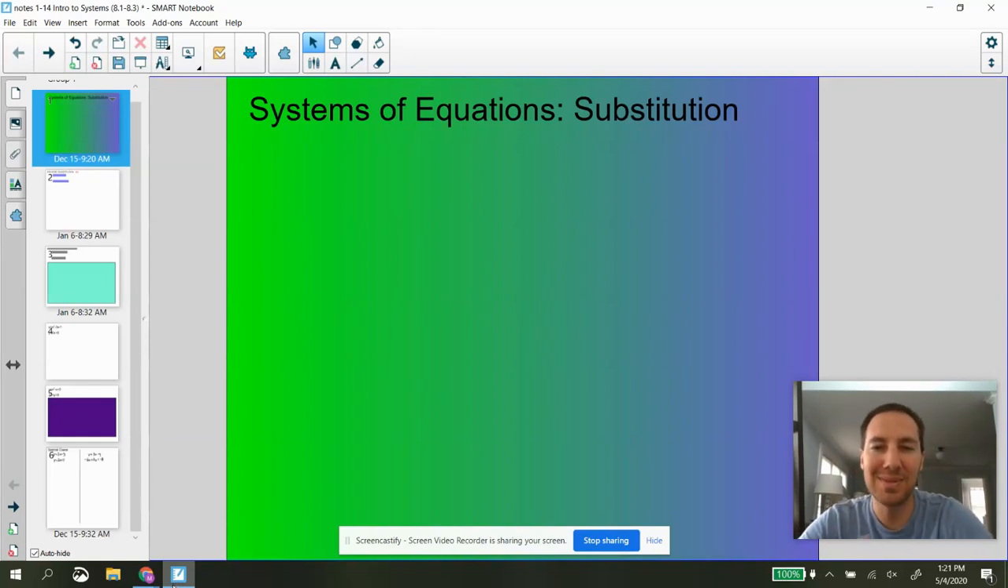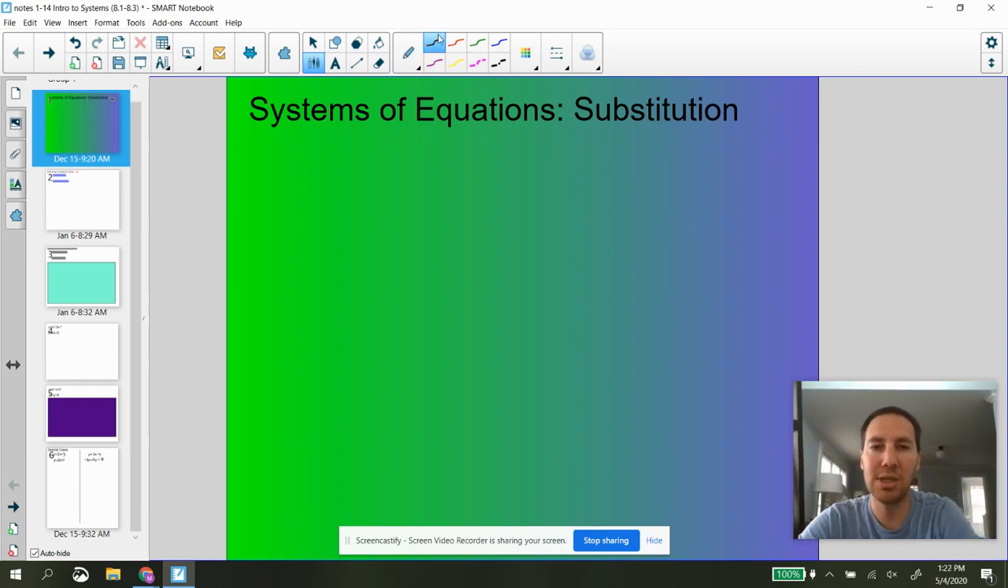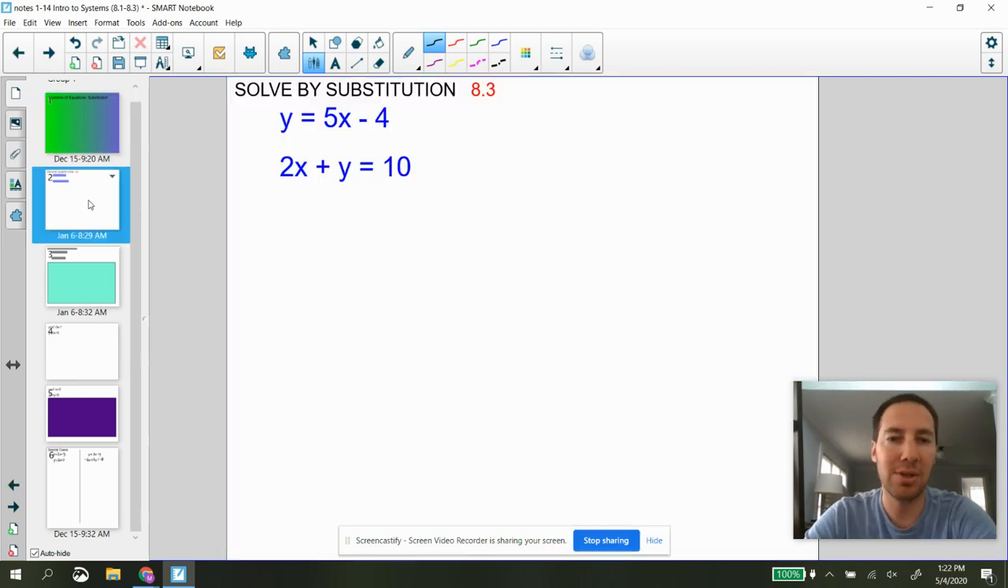All right, systems of equations with substitution. So there's a few ways to solve a system of equations. Substitution is the one that, in my opinion, is the most intuitive. Let me show you an example, then you can try one on your own.